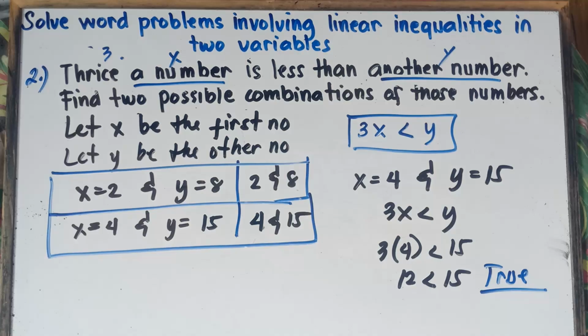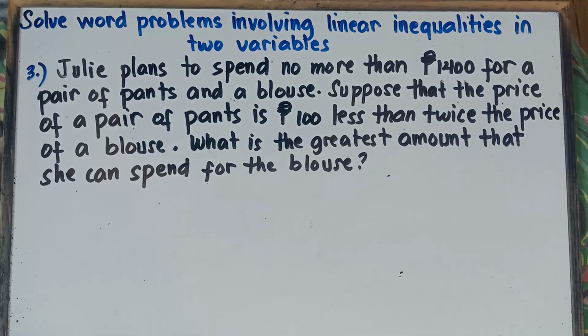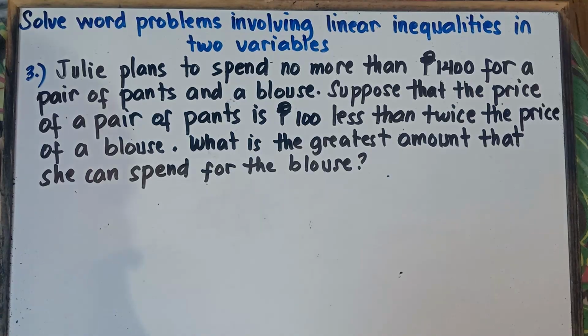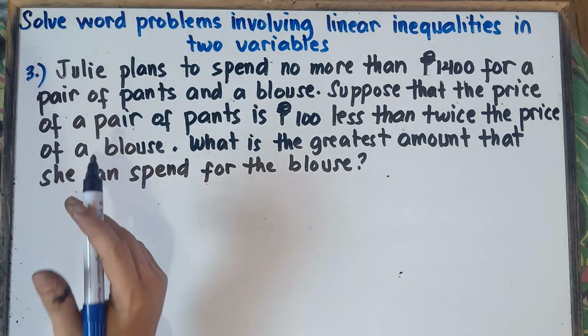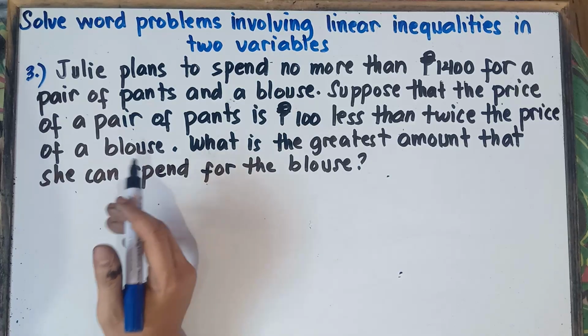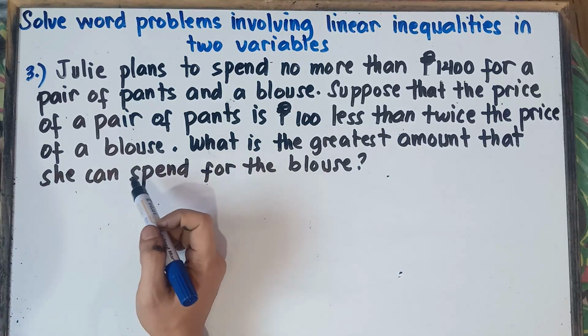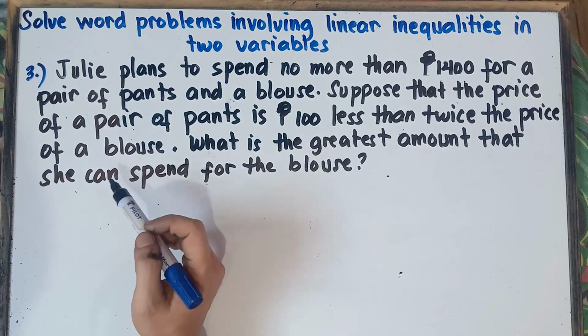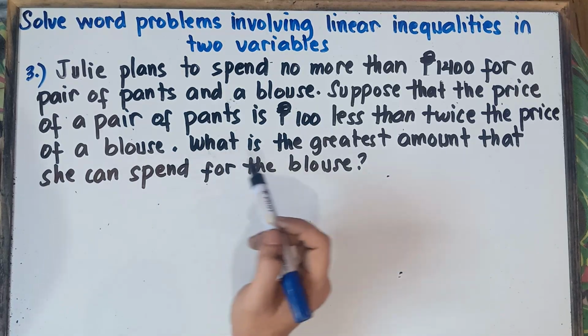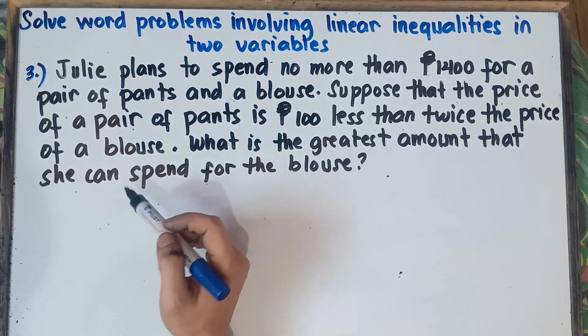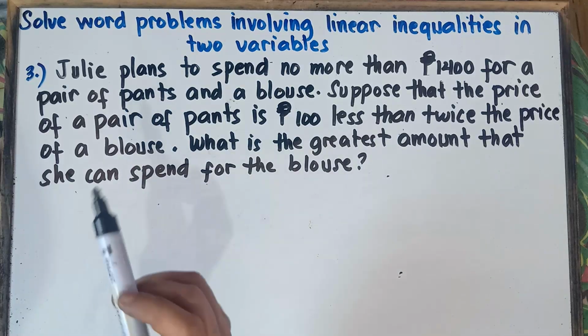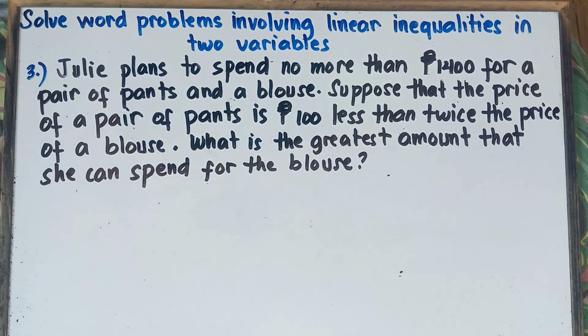Alright, so let's proceed now to example number 3. Julie plans to spend no more than 1,400 pesos for a pair of pants and a blouse. Suppose that the price of a pair of pants is 100 pesos less than twice the price of a blouse. What is the greatest amount that she can spend for the blouse?